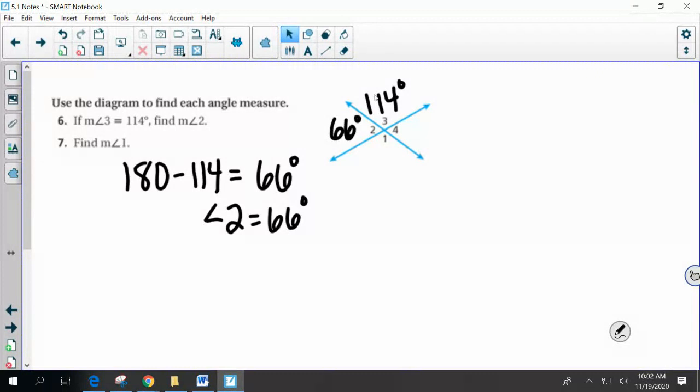And then we need to find the measure of angle 1. It would be 114. Okay. And then angle 4 would be what? 66.